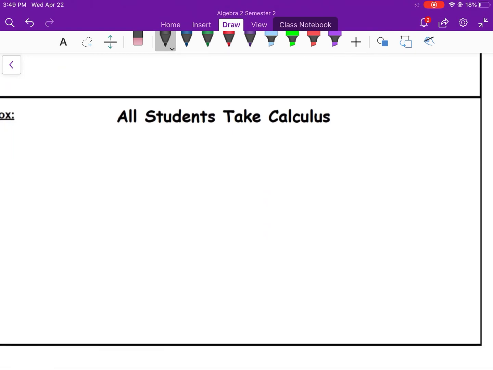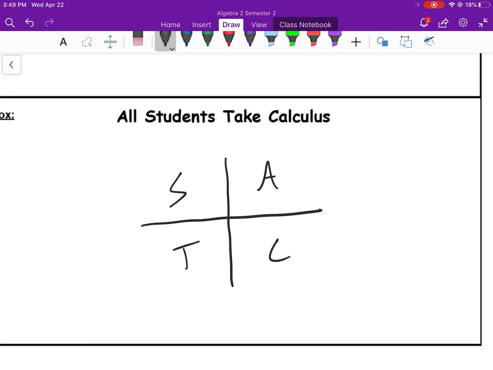Now we've got a little acronym here: All Students Take Calculus. It's what's going to help us determine the sign when we evaluate trig functions at any angle. Quadrant 1, 2, 3, 4. A stands for all trig functions, S stands for sine, T is tangent, C is cosine. What that is telling us is which trig functions are positive in which quadrant.